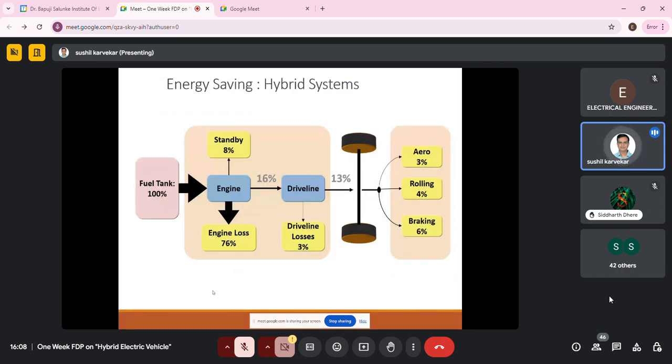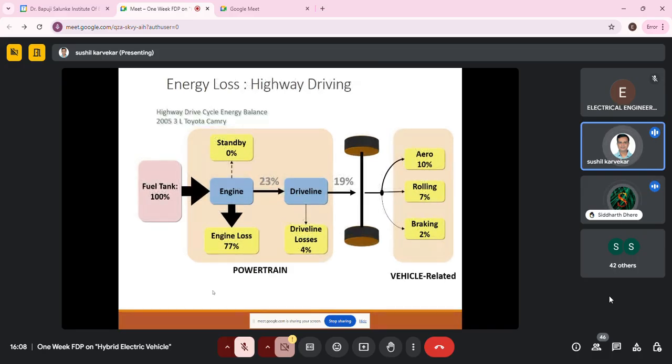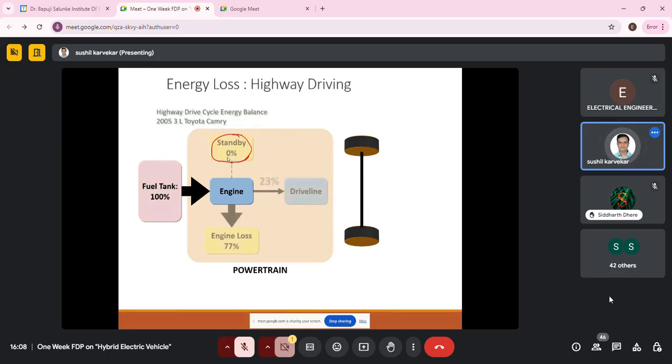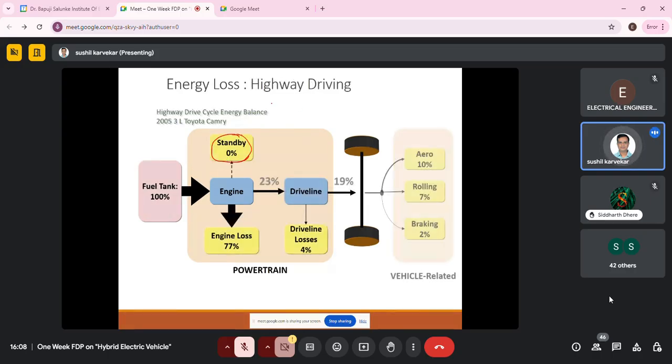So the next part which we need to address is related to highway driving. During highway driving, we can see that the standby losses are made equal to 0. Previously we were having the standby losses as 8%. Now those losses are made equal to 0.